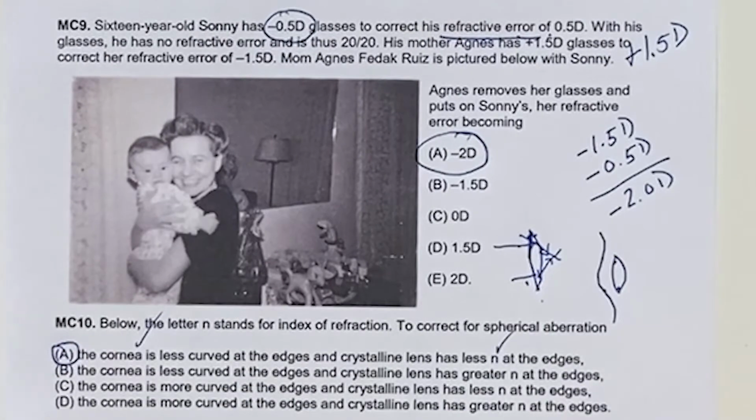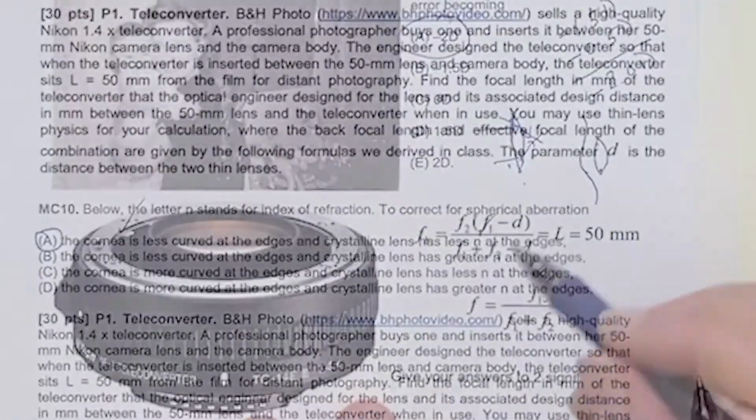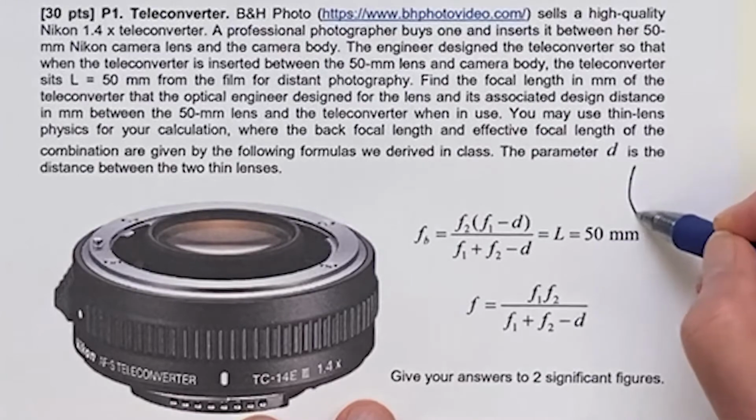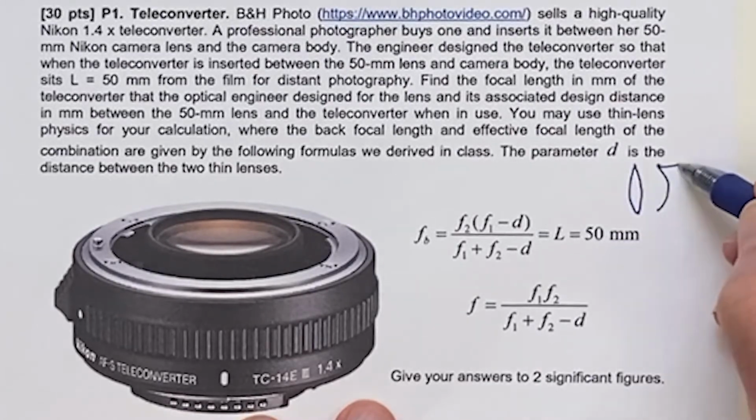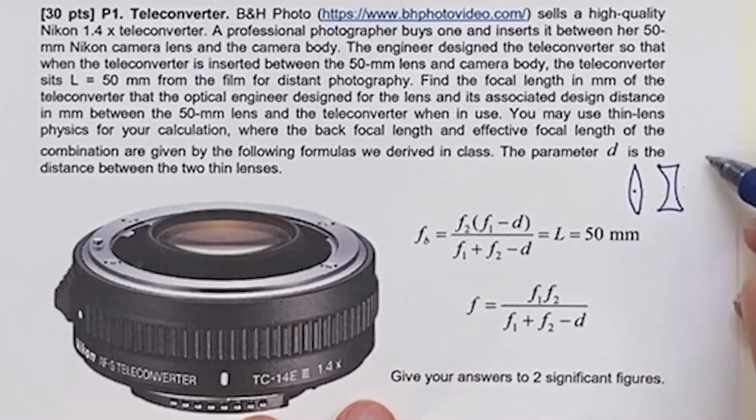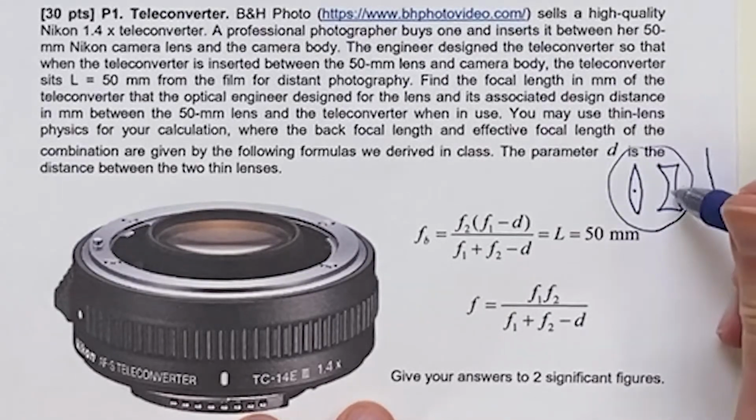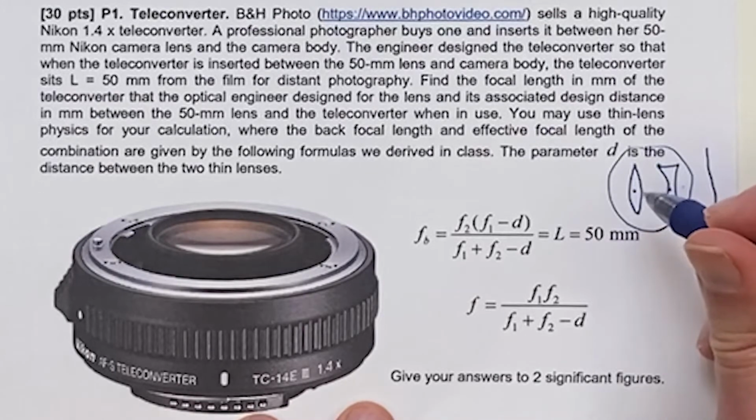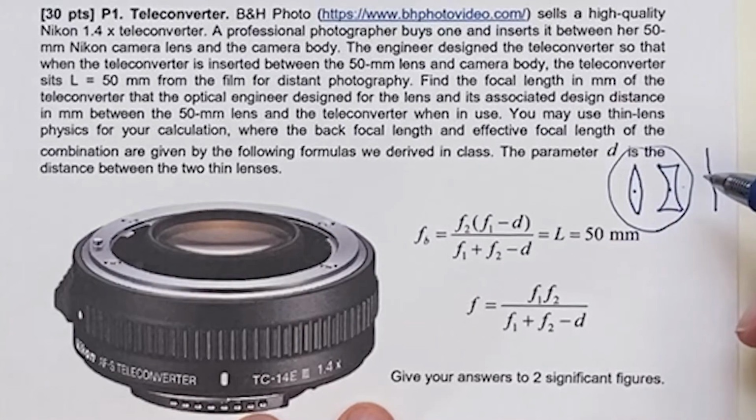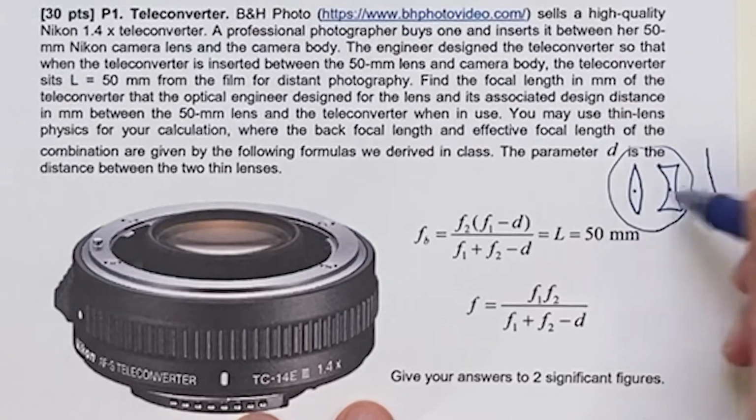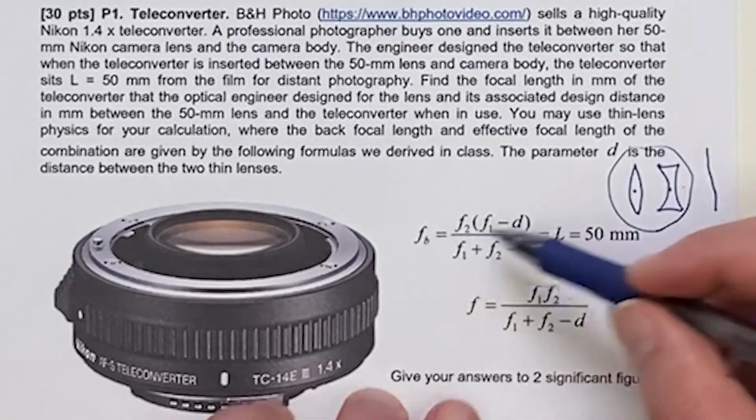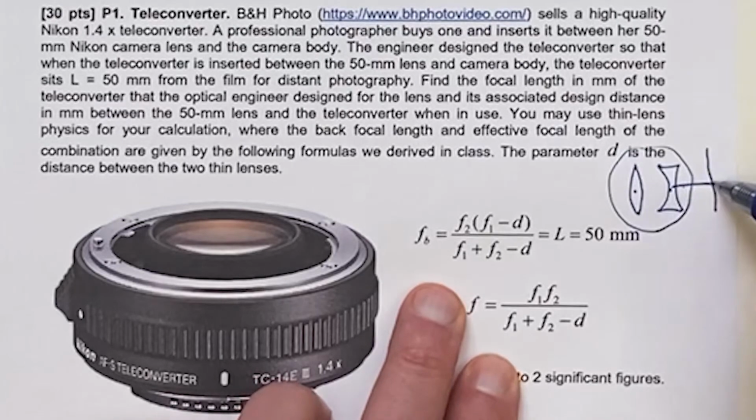That's it. So let's look at the first problem. Here we have the telephoto converter, and you remember the telephoto converter goes between your regular lens and the camera body. So this is the setup. This is a telephoto lens, but you're going to be using a teleconverter to promote your lens to a telephoto. That's the setup, and this is giving you the back focal length, which is given as the 50 in here.